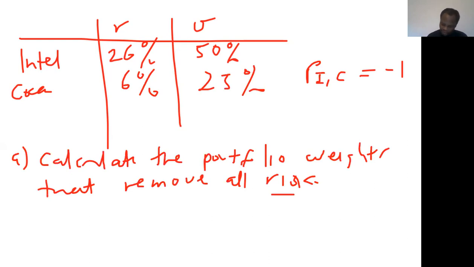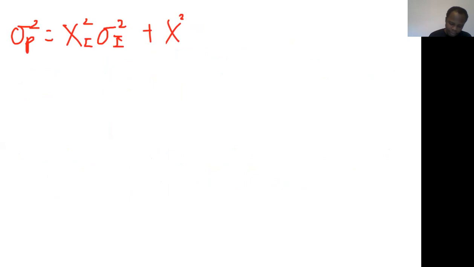So first of all, let us write the formula for finding the portfolio variance. We have Intel and Coke. So I will say the variance of the portfolio is equal to the weight of Intel squared multiplied by the variance of Intel, plus the weight of Coke squared multiplied by the variance of Coke.